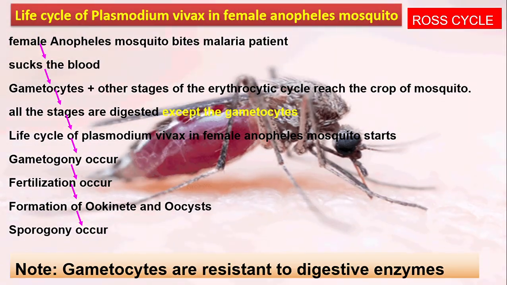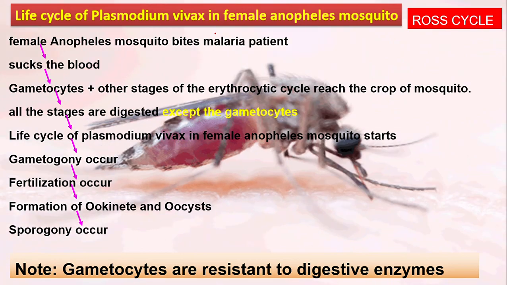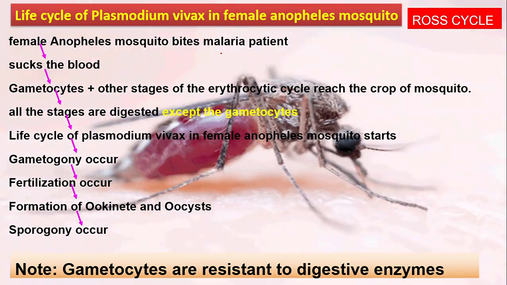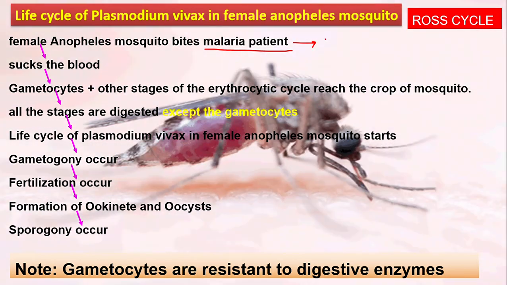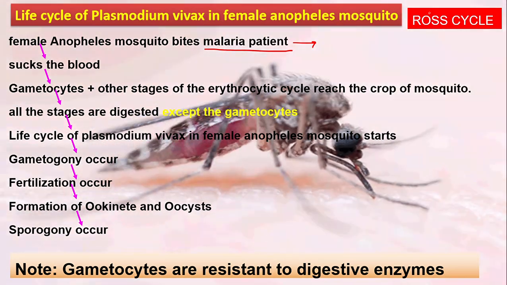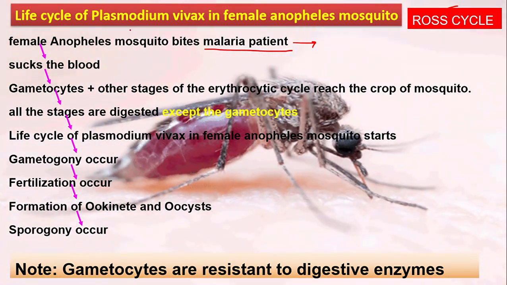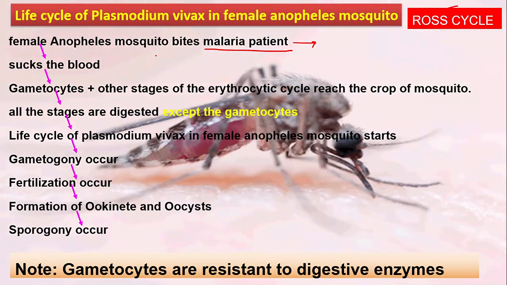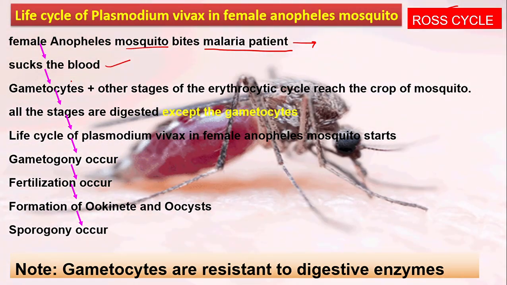Now let's see the Plasmodium life cycle in the female Anopheles mosquito. The whole cycle so far has occurred in man. Now what happens? The female Anopheles mosquito will come and bite the malarial patient. Why do we say malarial patient? Because hypnozoites are released, right? Everything has already happened there. This cycle we also call the Ross cycle, because Ross was the scientist who found it. The mosquito is going to bite the malarial patient and suck the blood.